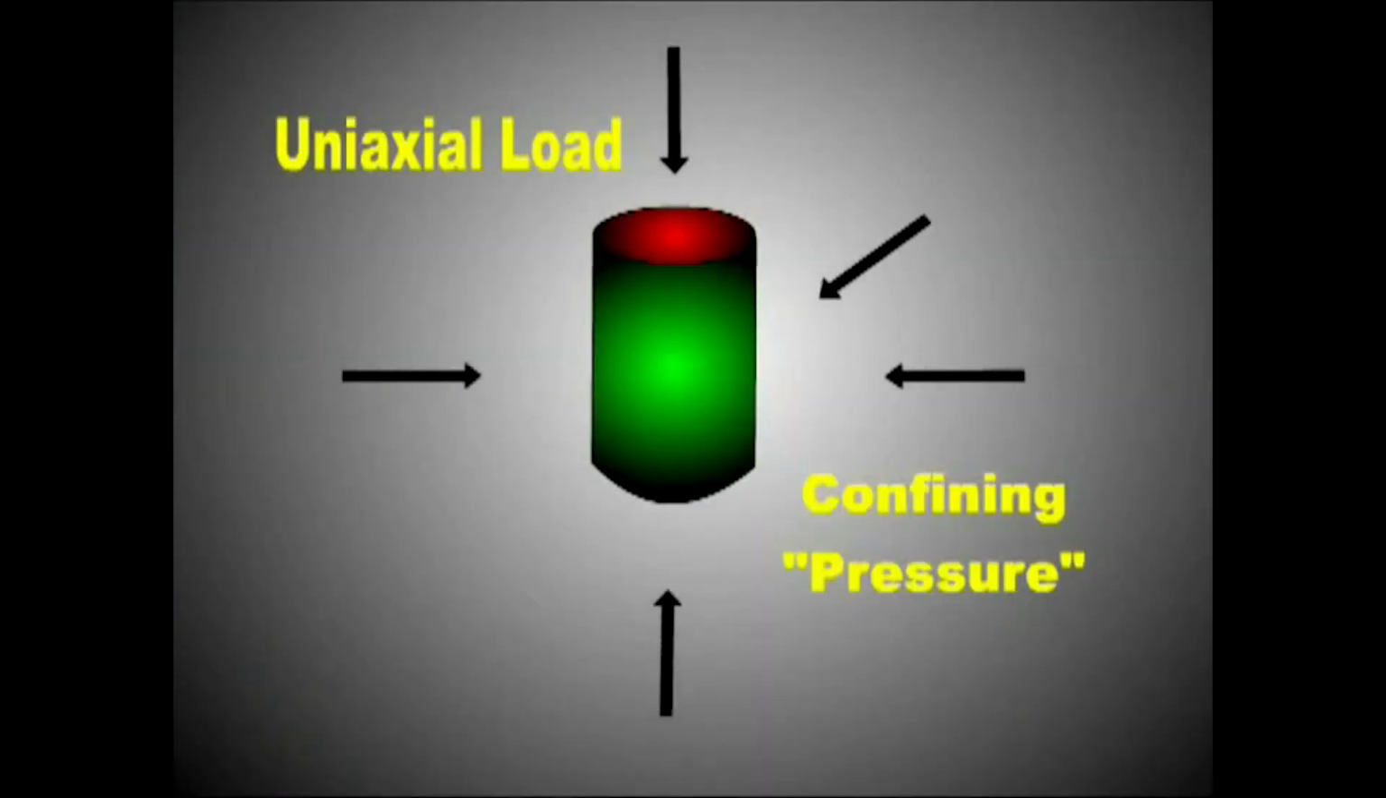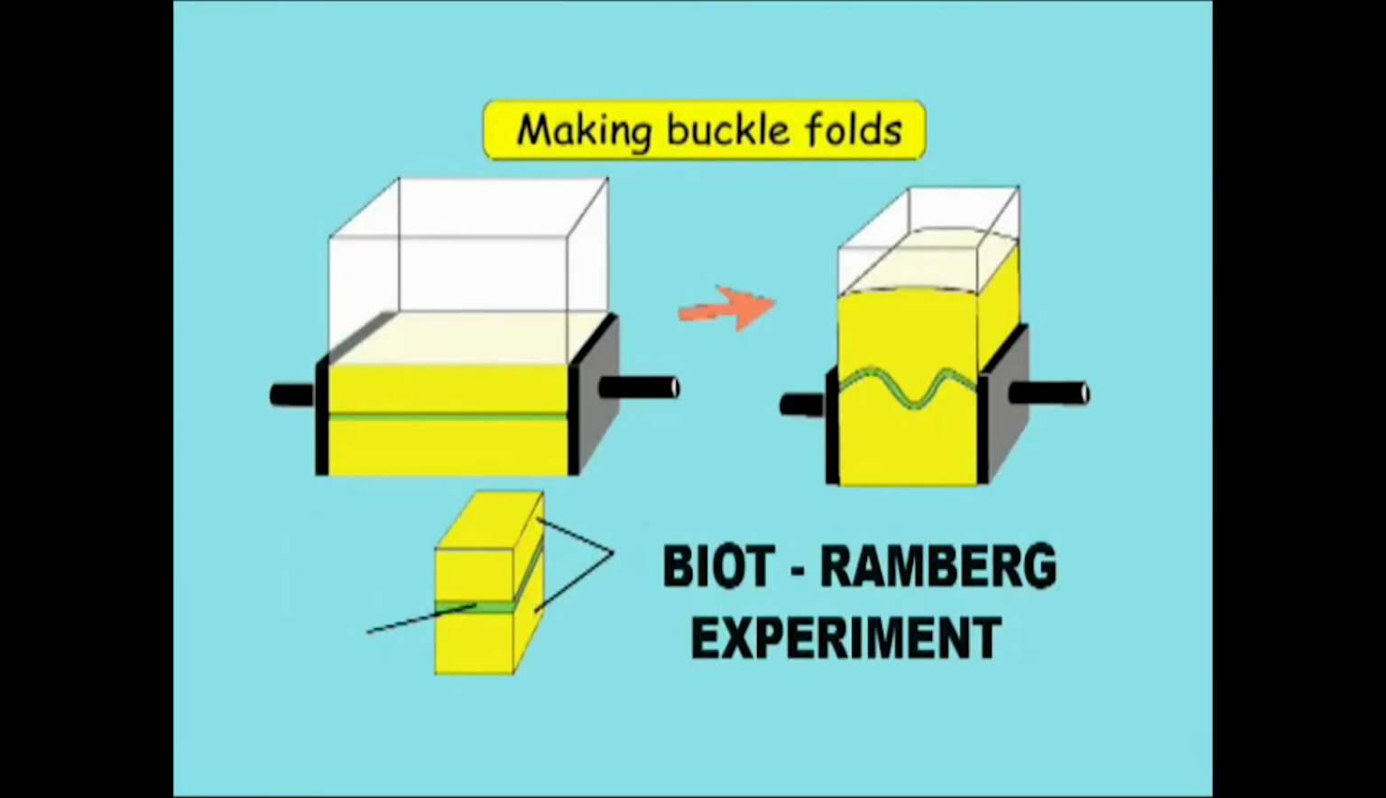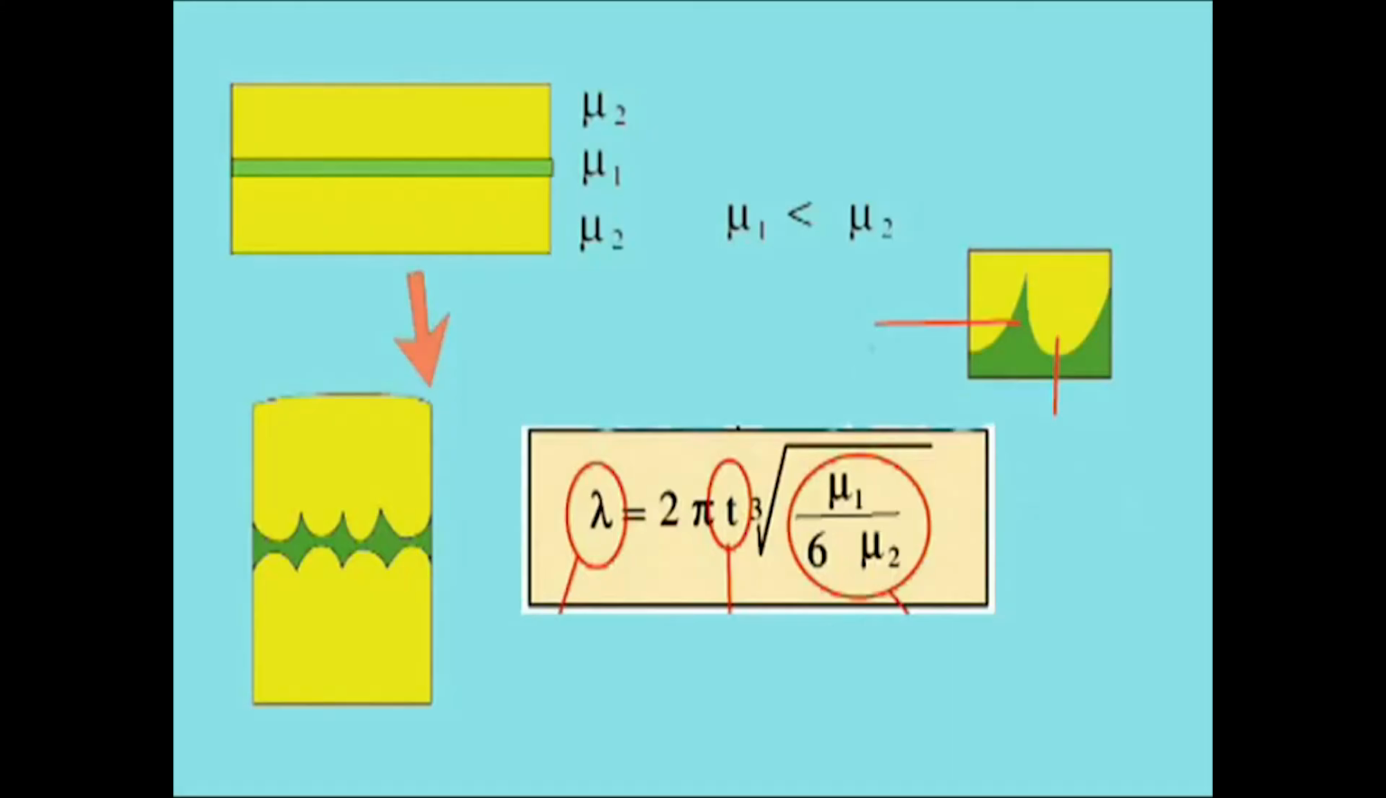One mechanism of fold formation is where the directed stress responsible for fold formation is applied parallel to the bounding surfaces of a layer. Biot and Ramberg arrived at a conclusion that when there are layers of different viscosity coefficient within a sequence of rocks, and especially a layer of higher viscosity coefficient mu 1 is embedded or sandwiched between two layers of lower viscosity coefficient mu 2, then a buckling instability is set up at the interface of the two layers.